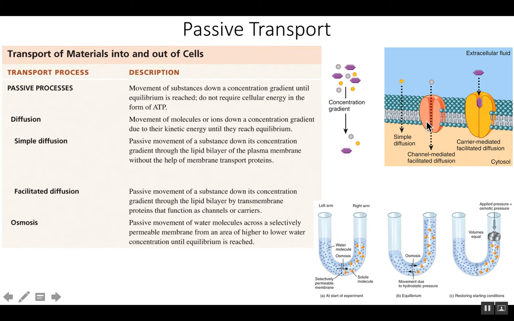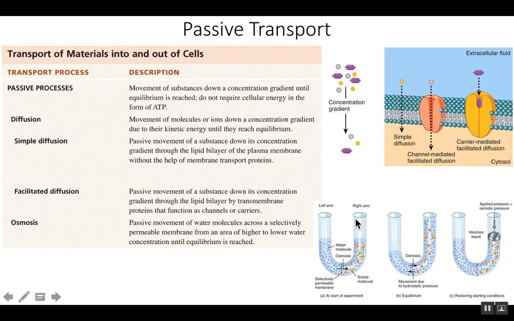These two mechanisms are both facilitated transport. These molecules are moving from high concentration to low concentration, but they require some sort of a membrane protein, whether it be a channel or a carrier.